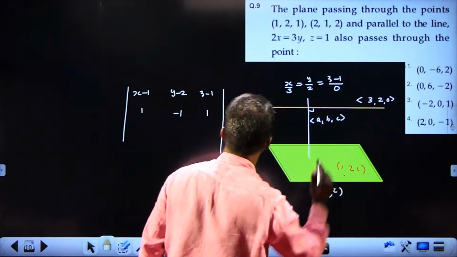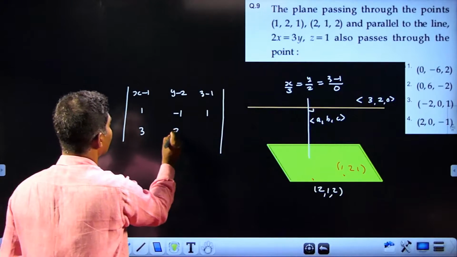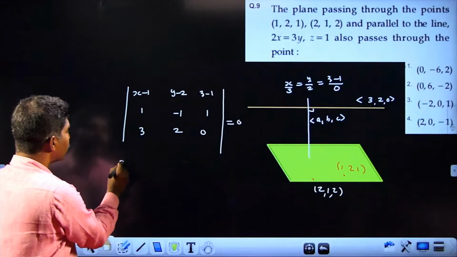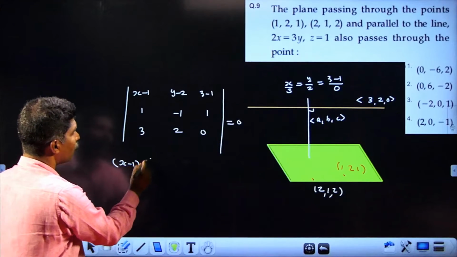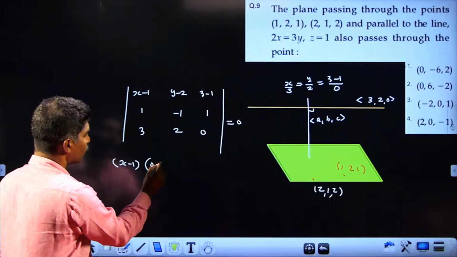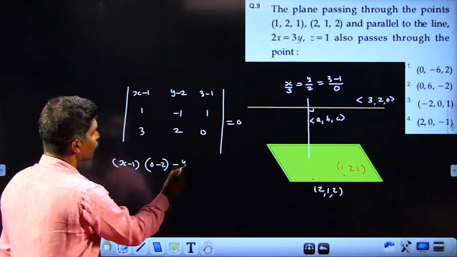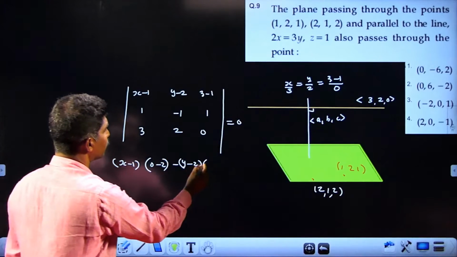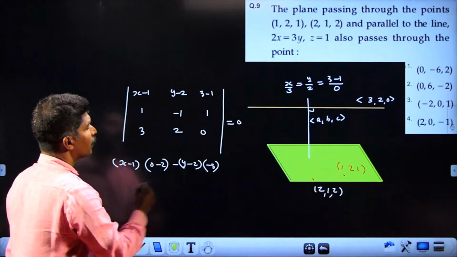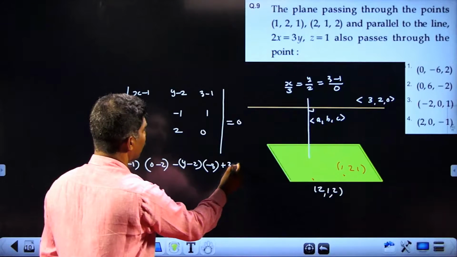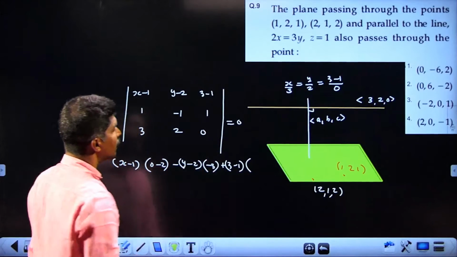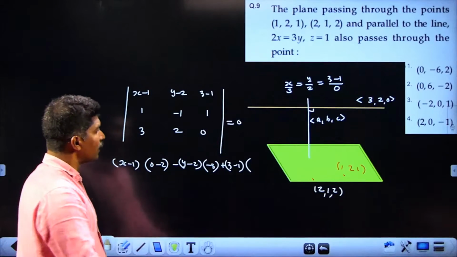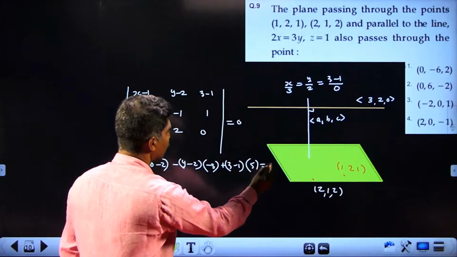So 3 into 0, 3 into 0, that is equal to 0. Solving this, we will get x minus 1 into 0 minus 2, minus y minus 2 into 0 minus 3, plus z minus 1 into 2 plus 3, 2 plus 3, that is equal to 5. That is equal to 0.